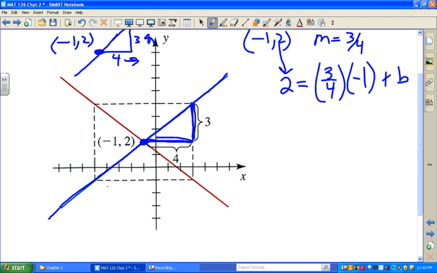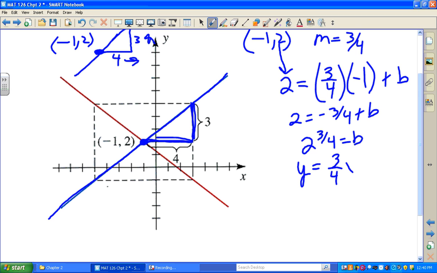If you want to do the y minus y1 equals m times x minus x1, that's fine. But on a test, I'm not going to ask you to recite me the definition. I'm going to ask for an application of it. So you can do it either way. So 2 equals negative 3/4 plus b. So b equals 2 3/4 because you add it together. If you take 2 plus 3/4, you get 2 3/4. So you end up with y equals 3/4 x plus 2 3/4.